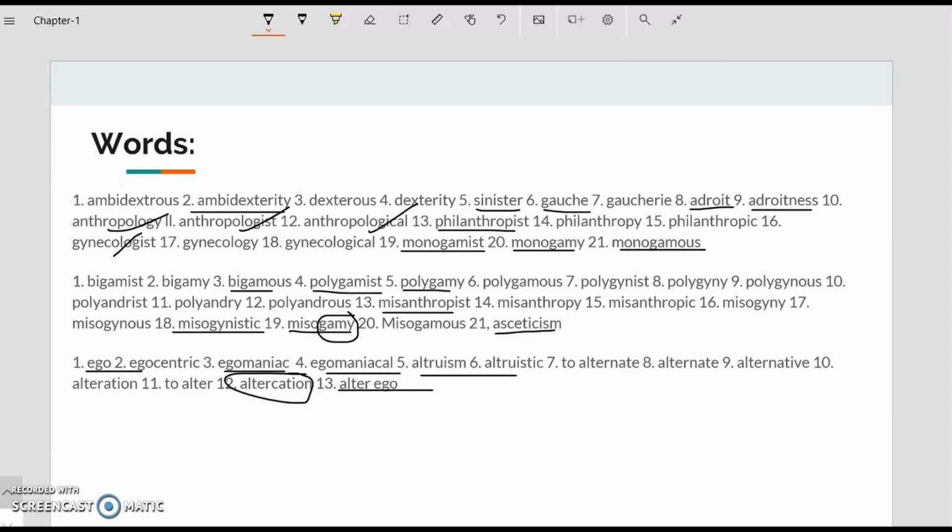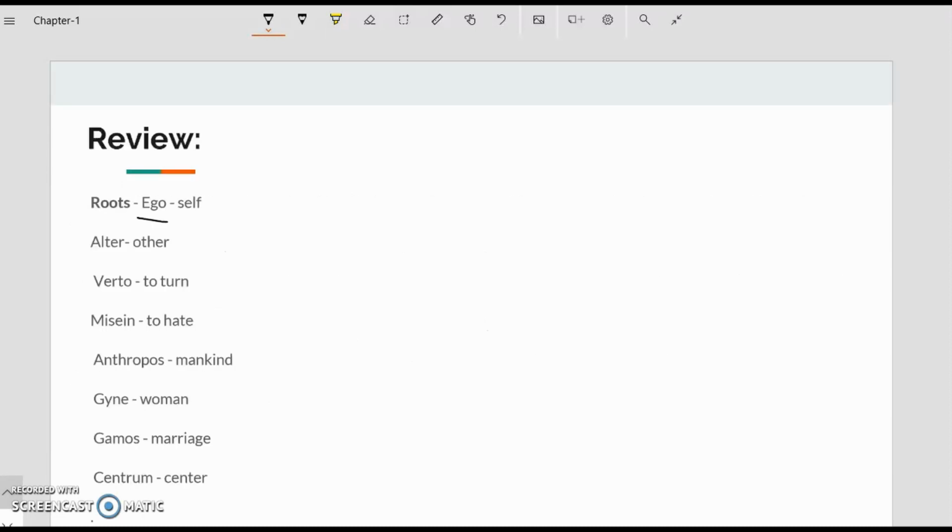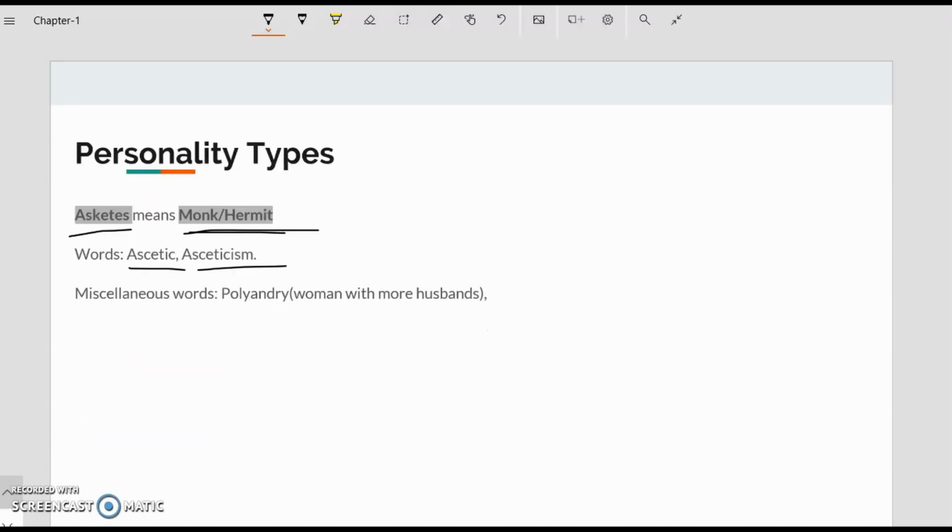So this is all about this chapter 1. We will discuss more and more about this chapter. And this is all the review of the words.